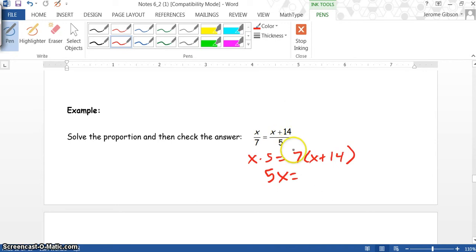Okay, class, picking up where we left off. We did the cross multiplication of x times 5, which gave us 5x. And now we're multiplying 7 times x plus 14, so we add 7x plus 98.